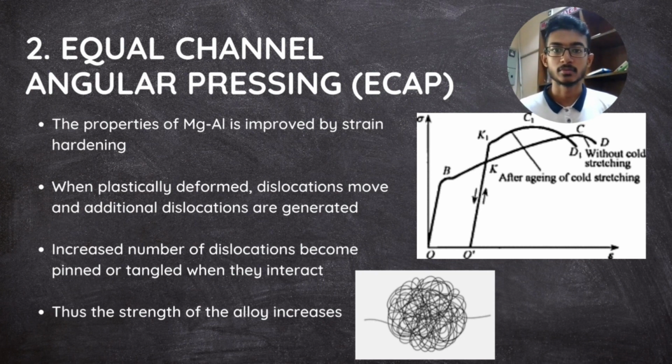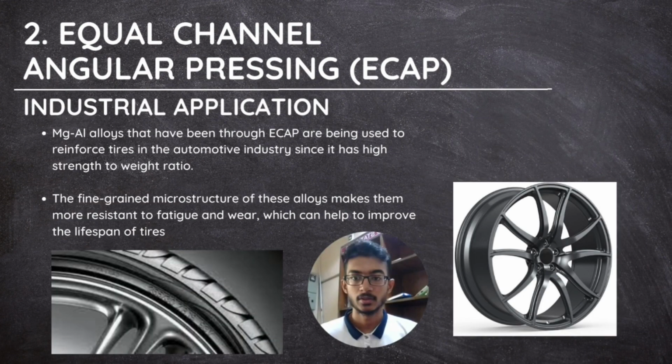Okay, from this process, we know that basically the MgAl is strengthened by strain hardening because when plastically deformed, the dislocations will move and additional dislocations will be generated. So when there are a lot of dislocations, they become pinned and tangled when they interact. So they will impede further dislocations and the strength of the alloy will be increased. Usually MgAl strengthened using this ECAP method will be used to reinforce tires or create rims because they can help improve the lifespan of tires as they are more resistant to fatigue and wear.